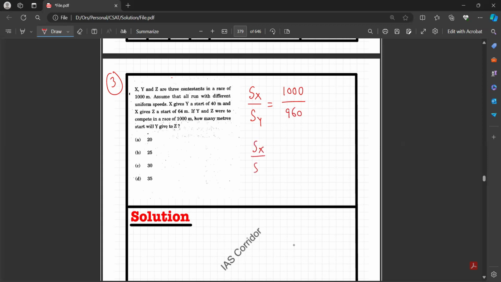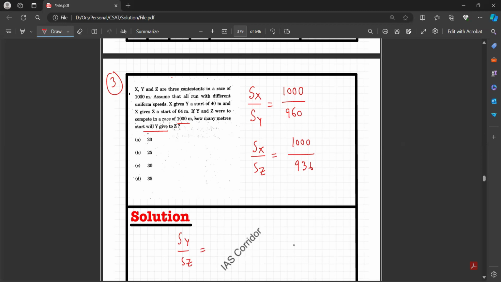That means Sx upon Sz will be what? अगर X खत्म कर रहा है 1000 meters, then Z will do how much? 64 meter का gap, that is 936 meters. Is it clear? And how many meters start will Y give to Z? If Y and Z were to complete a race of 1000 meters, uniform speed पे जा रहे हैं, how many meters will Y give as a start to Z? So अगर हम इसका रेशियो निकालेंगे SY upon SZ, that will be equal to what?